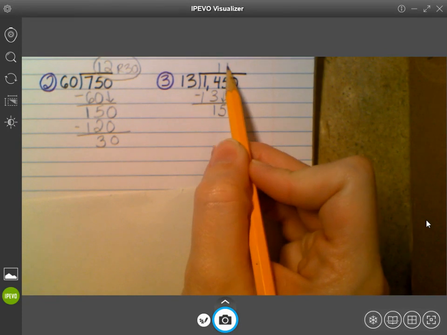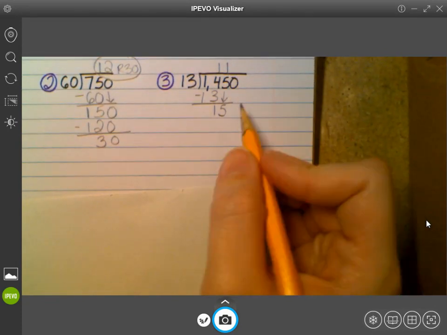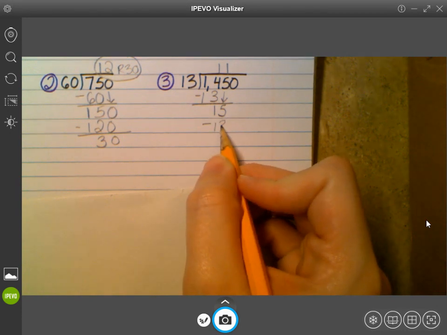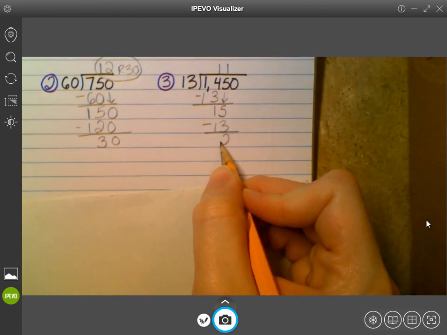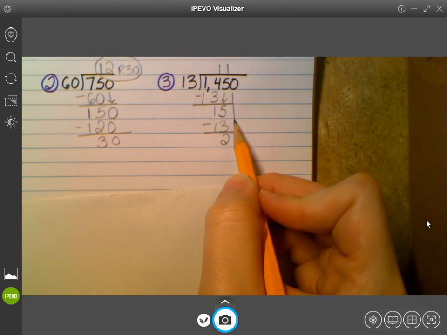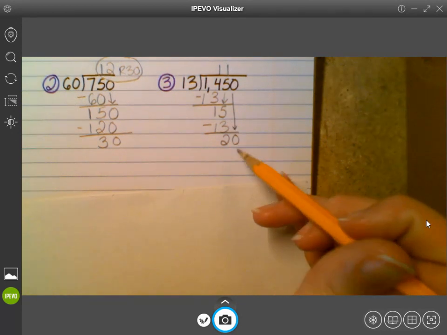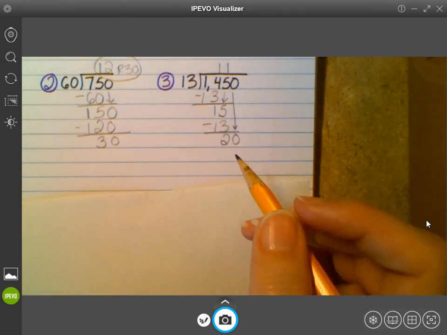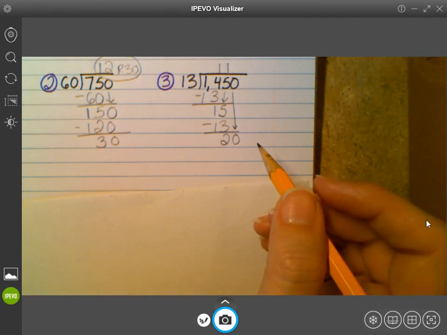So we're going to put a 1 above the 5. 13 times 1 is 13, so we would subtract 13. 15 minus 13 is 2. So then we bring down our 0. Now, how many times does 13 go into 20, 5th grade? Show me on your hand. It goes in 1 time. Nice.